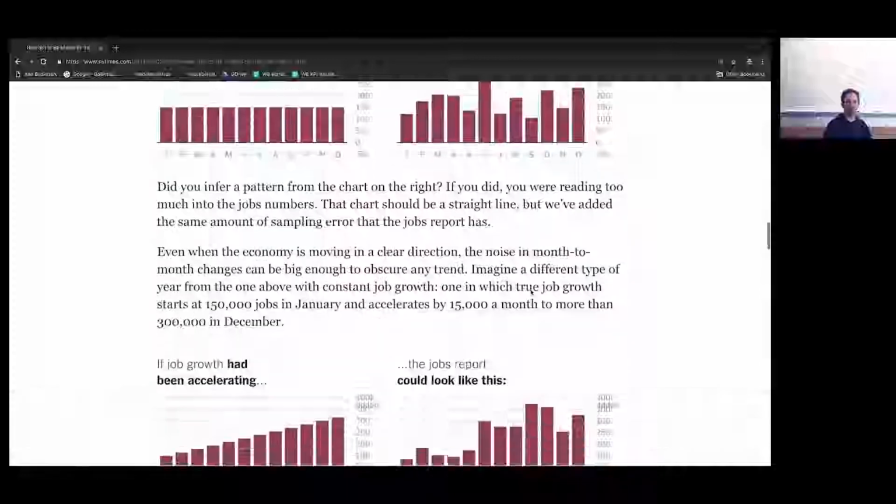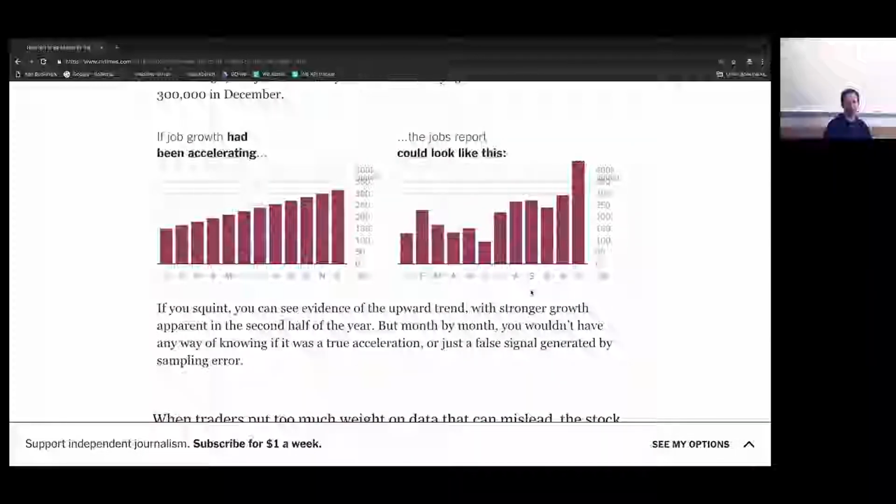Or in this example, here it was actually increasing, but if you wait for a minute there, that's more of a flat trend.